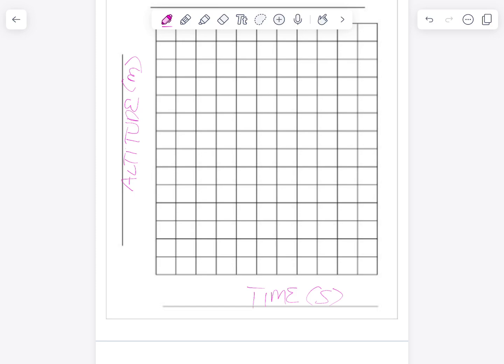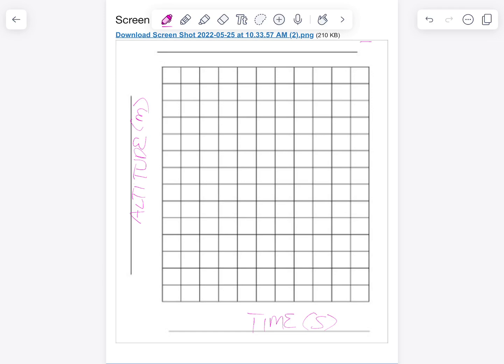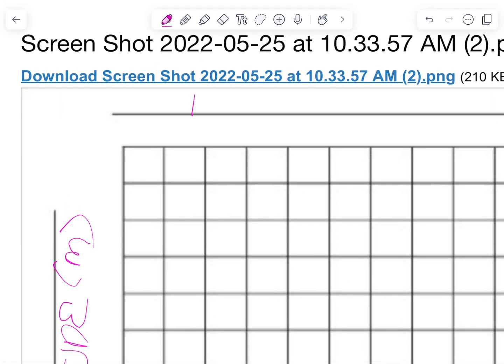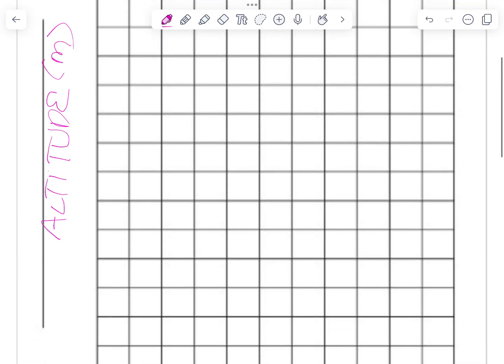You need the average altitude and the time to do this properly, okay? I'm not going to do this verbatim for the class because that's cheating, but I'll do a little bit to show you what a line of best fit is. First of all, we got to put our title. That's average altitude over time. And that's it, okay? So how do I do this?